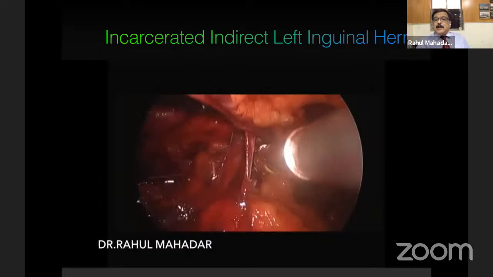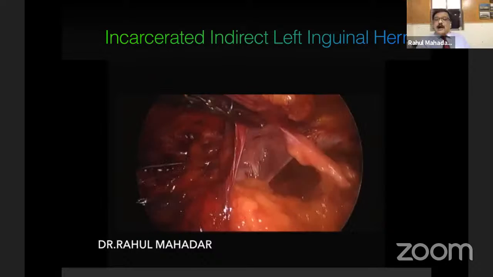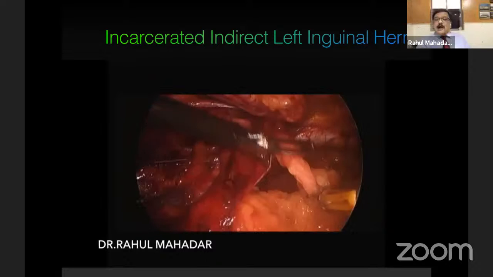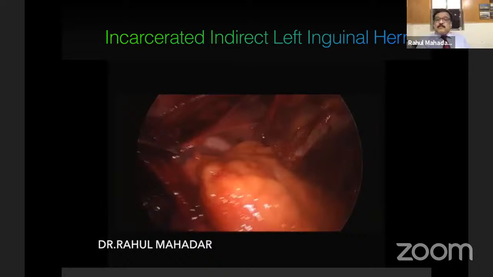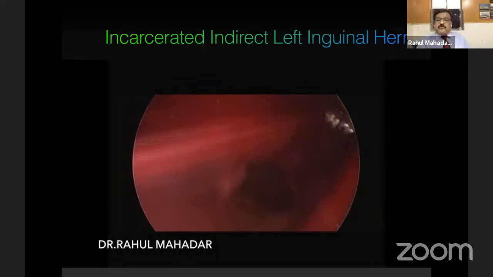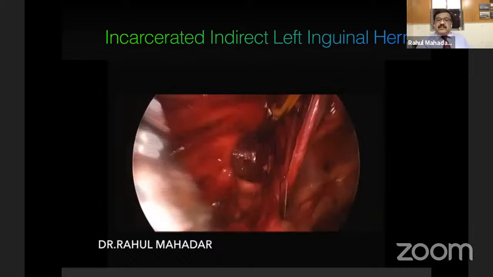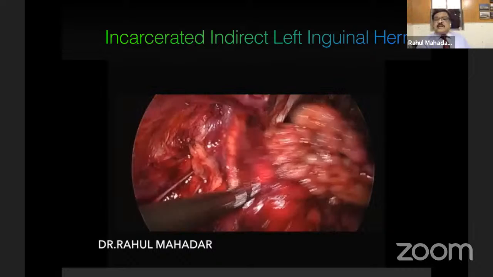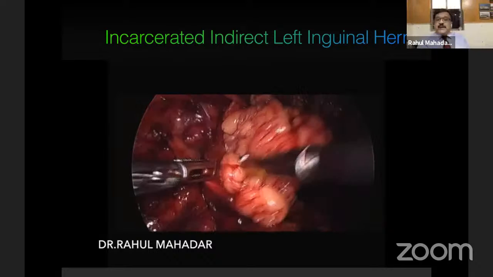Now you can see here the sac from inside, and the lateral side of the sac also we are showing here. See the lateral side, and this much large defect was there. Then after achieving hemostasis, we are reducing the contents into the peritoneal cavity now.